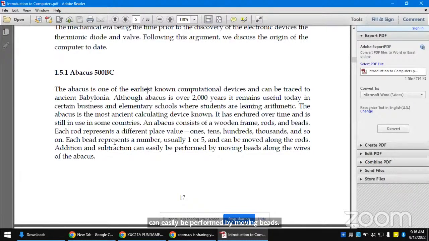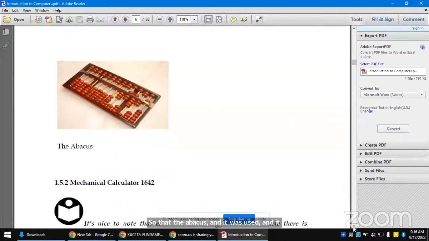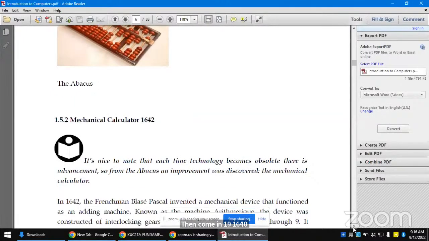If you want to find out more about Abacus, just go to Google and you will read how it operates. You can also go to YouTube and type Abacus and the way it operates, and there are so many videos on that. So that's the Abacus, and it's among the earliest. Then come in 1642, the mechanical calculator.